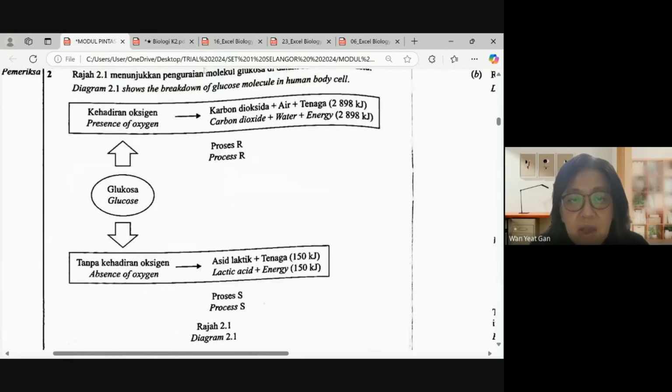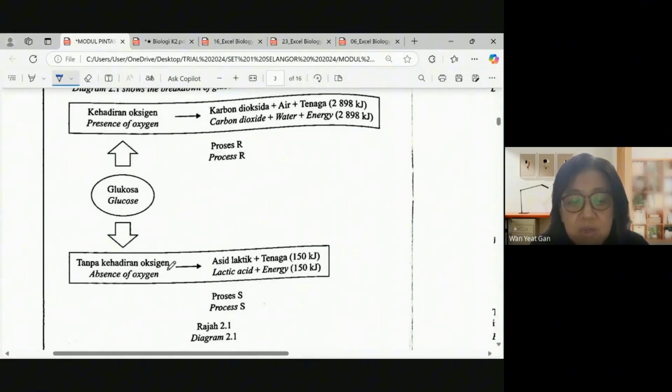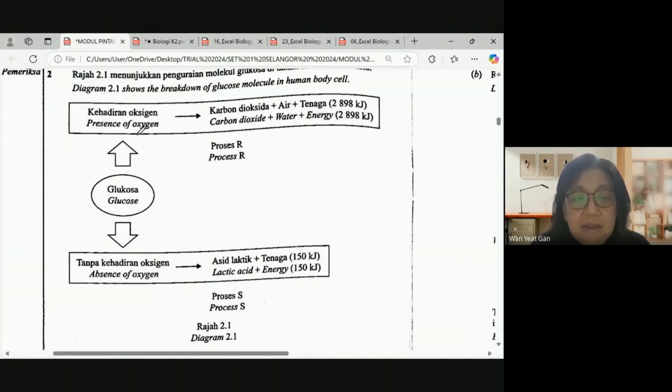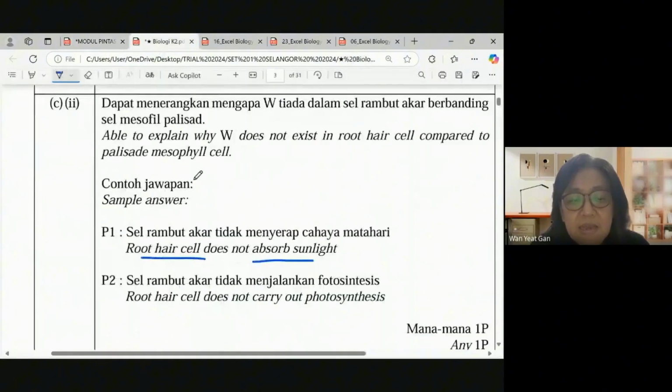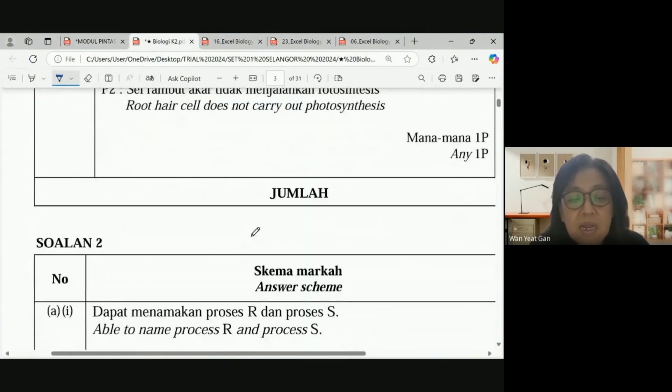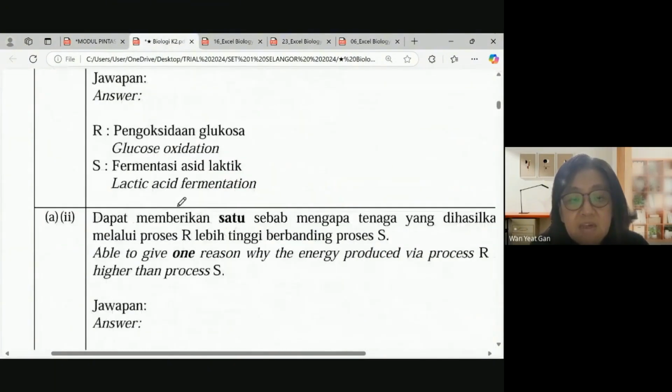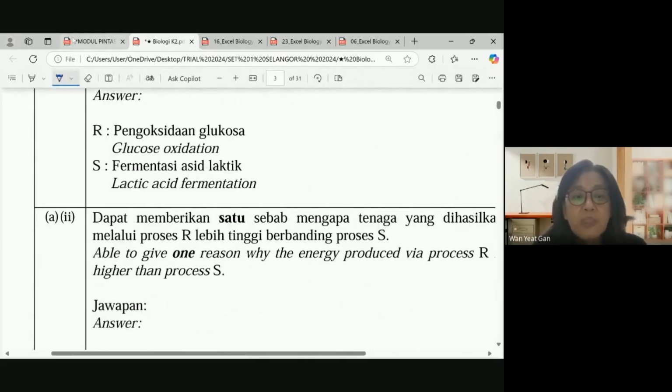So process R is aerobic respiration and process S is lactic acid fermentation, right? Okay, lactic acid fermentation, right? You can also name it as glucose oxidation, yeah?